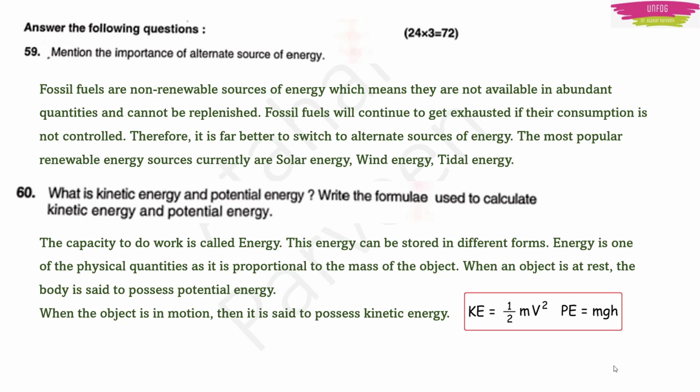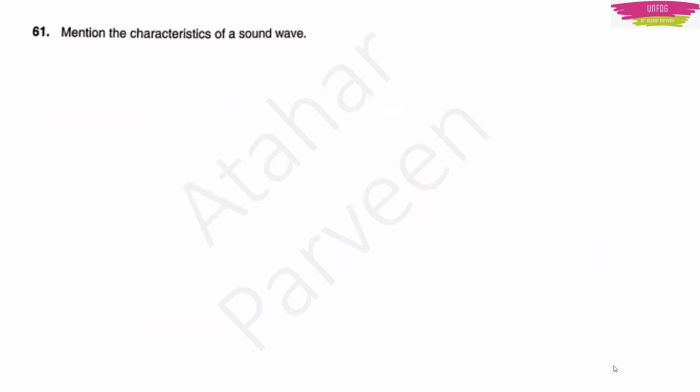See, 1 mark for kinetic energy, 1 mark for potential energy and 1 mark for their formula maybe. Or maybe they would have divided like this, I think. 1 mark for definitions of kinetic energy and potential energy, 1 mark for kinetic energy formula and 1 mark for potential energy formula. Okay. Next question.